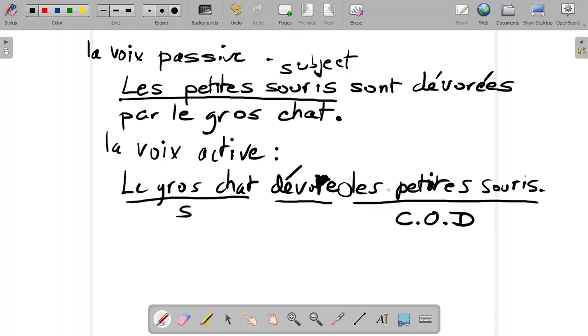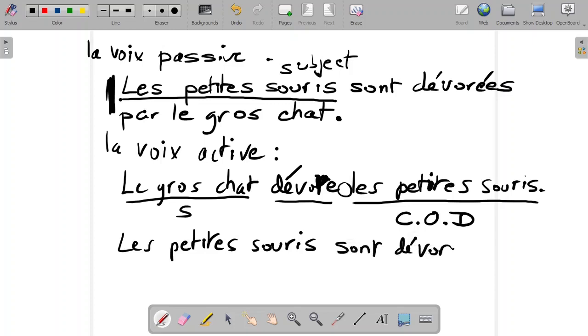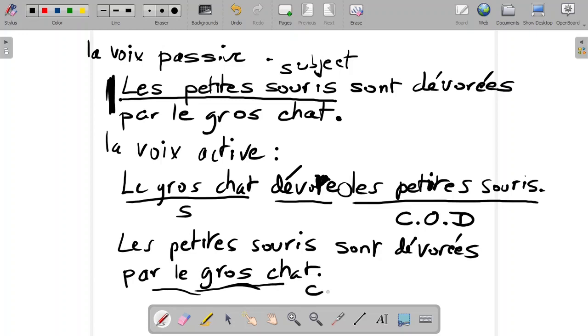So to go from voix active to voix passive, the COD becomes the subject and you end up with this guy. So the COD, les petites souris, becomes the subject, so sont dévorées, and the subject, le sujet, becomes what's called le complément d'agent, par, by, the big cat, par le gros chat. So this whole thing, par le gros chat, that's a complément d'agent. Okay, so that's one thing.